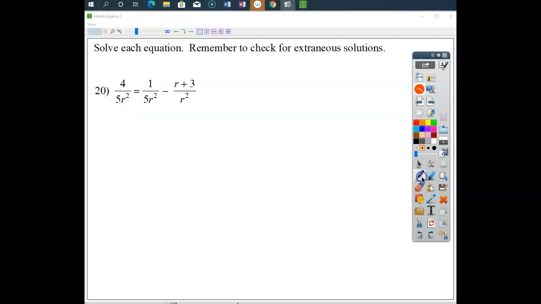All right, so number 20, we are going to solve an equation with rational expressions. Now, whenever you're doing these, a lot of times you'll want to factor the denominator first once again, but in this case we don't need to because they're monomials. Anytime you work with monomials, that's not necessary. So all we need to do is multiply by the denominator. So I'm going to multiply every one of these fractions by 5r squared.